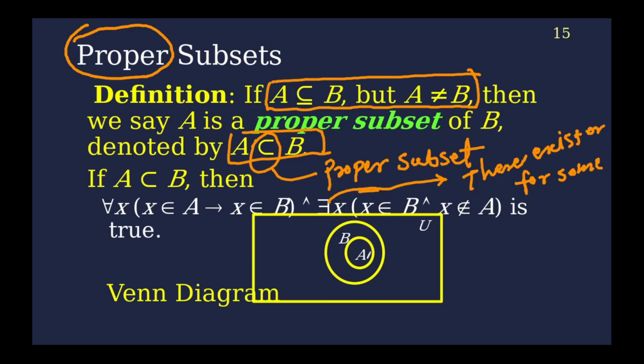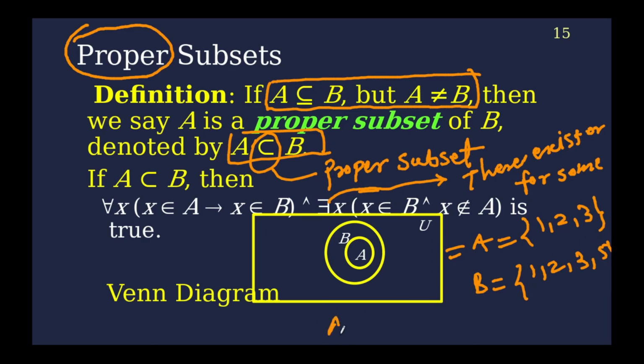With the Venn diagram, this is shown as A is a proper subset of B. Or let us define A equals 1, 2, 3 and B equals 1, 2, 3, 5. Now A is a proper subset of B according to this definition. What is this definition? For all X, if X belongs to A, then X belongs to B. So 1 belongs to A, 1 belongs to B. 2 belongs to A, 2 belongs to B. 3 belongs to A, 3 belongs to B.